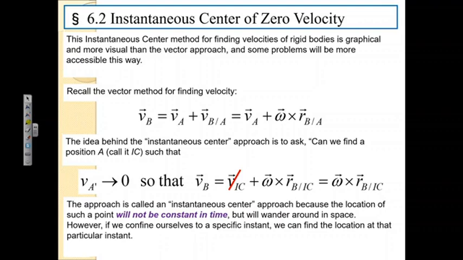Can we pick a point, even if point A isn't actually pinned? Can we find a moment in time or a position where we can say, hey, point A, as this thing is spinning and flying and tumbling through space, it looks at this very small instant as if A is actually pinned and the whole body's rotating about it. So that's going to be our goal for today. We're going to call that point the instantaneous center, or IC for short.